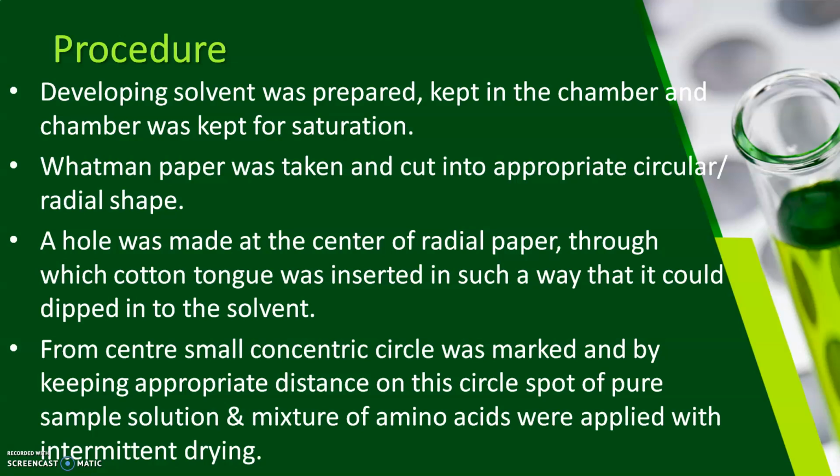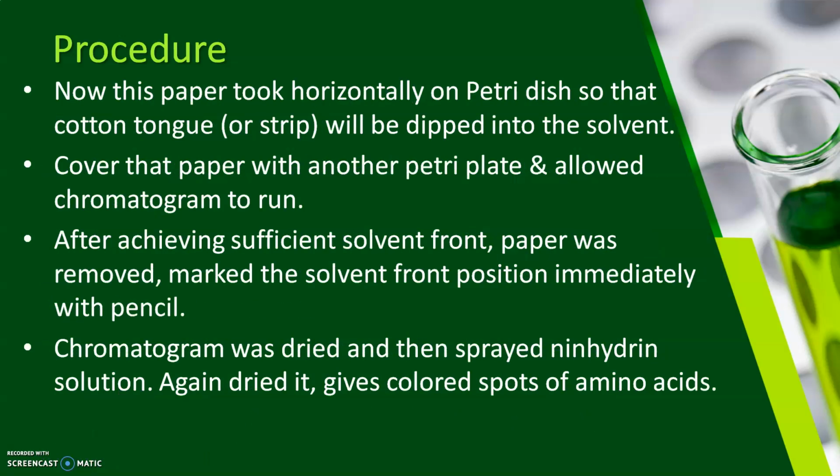Then from the center, a small concentric circle was marked, and keeping an appropriate distance on this circle, spots of the pure sample solutions and the mixture of amino acids were applied with intermittent drying. Then this paper was placed horizontally on a petri dish so that the cotton tongue or the strip dips into the solvent. Cover this paper with the other petri plate and allow the chromatogram to run. After achieving a sufficient solvent front, the paper was removed and the solvent front position was marked immediately with a pencil.